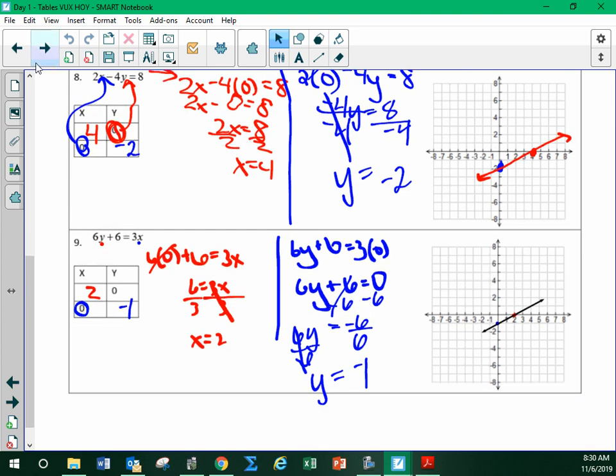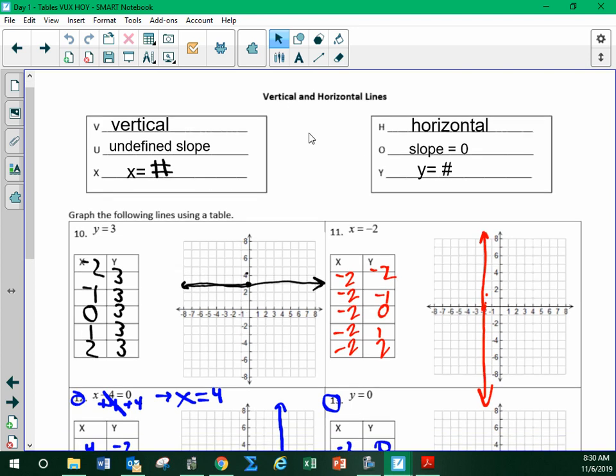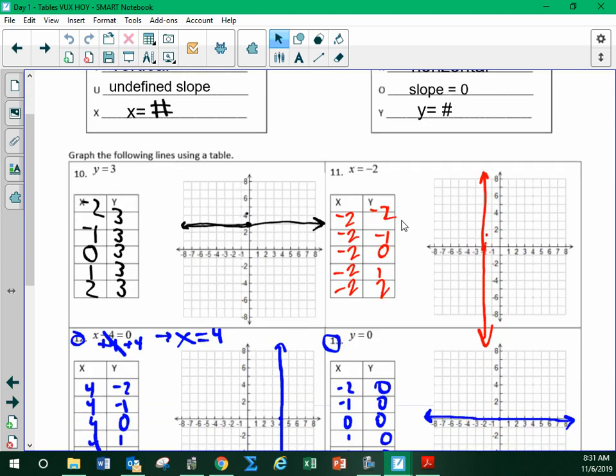Now, our last thing that a few of you asked me about on your homework was our VUX and HOI. So VUX, vertical line, x equals. HOI, horizontal line, y equals. Now, you cannot graph x equals on your calculator, so you do need to remember this. A vertical line has the form x equals. That means x is equal to that number no matter what. So like number 11 here, x equals -2. X is always -2. So I go to -2, and I'm going to have x is -2 the whole time. Y can change, but x is going to stay the same there. So that's my vertical line.